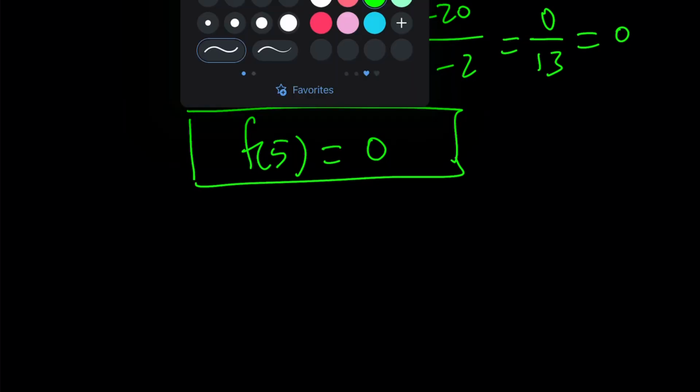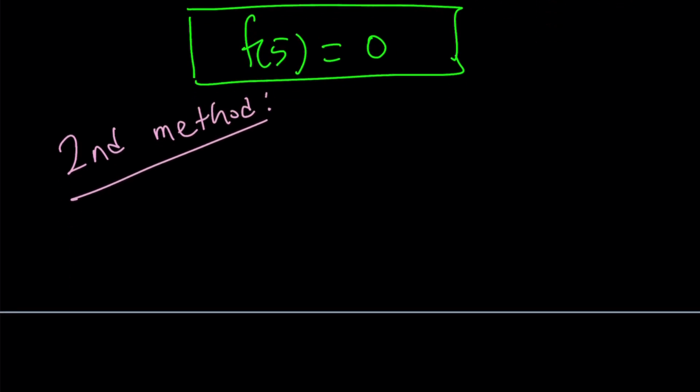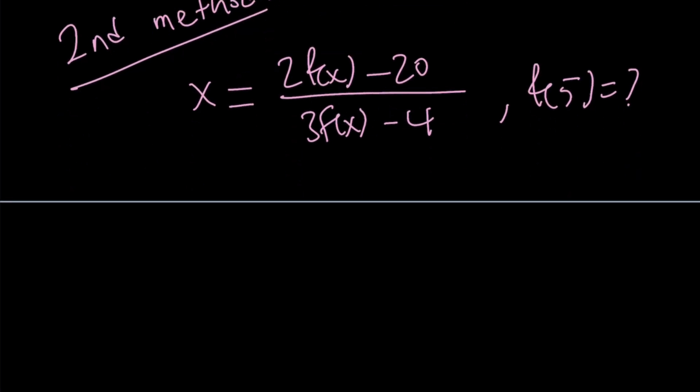So that is the first method, and let's talk about the second method. For our second method, let me rewrite the original problem: x equals 2f of x minus 20 divided by 3 times f of x minus 4. Remember, our goal is to find f of 5. So instead of trying to solve for f of x, which obviously is less reasonable, why don't we just replace x with 5 everywhere? Because we're trying to find f of 5, so it would make sense, right? So set x equal to 5 everywhere.